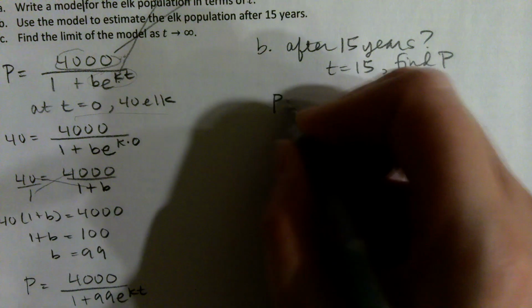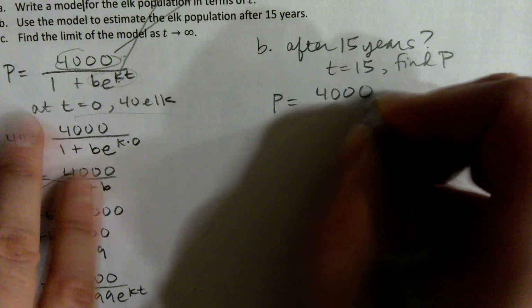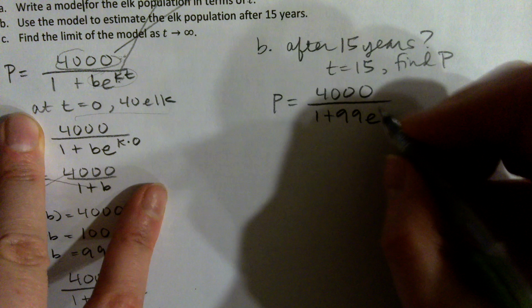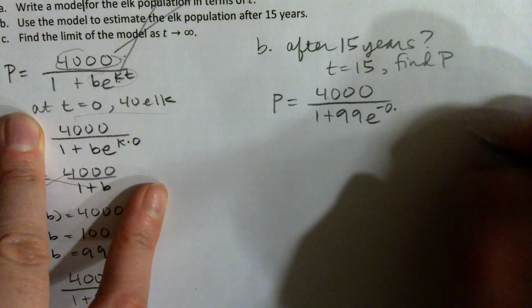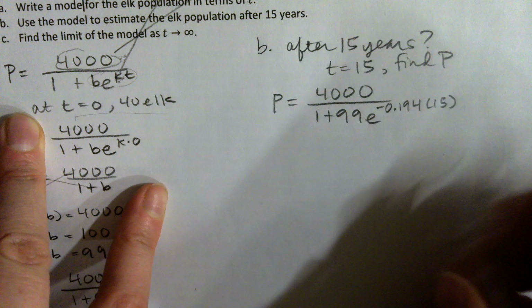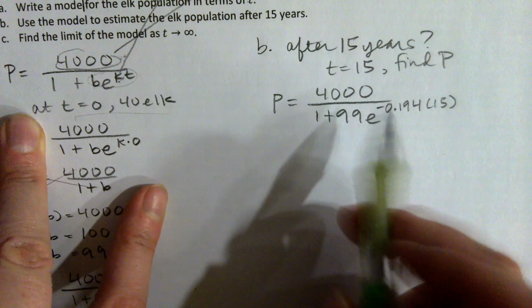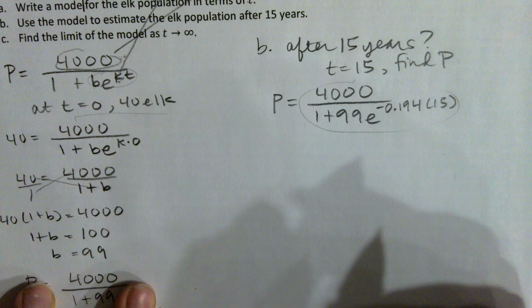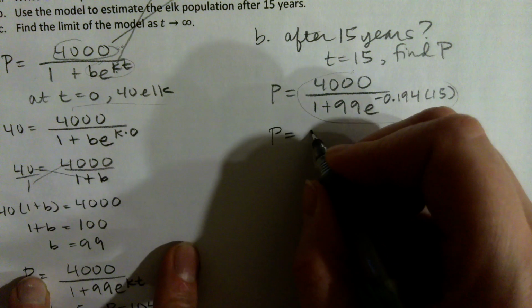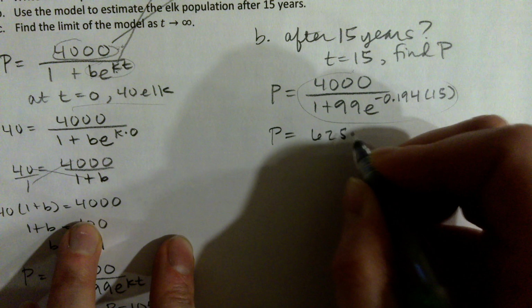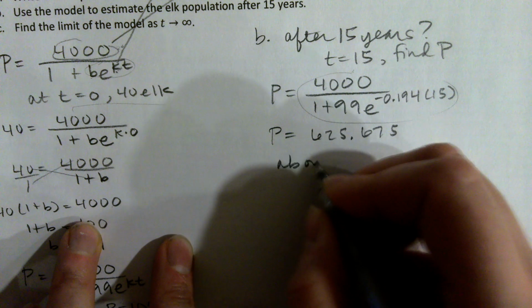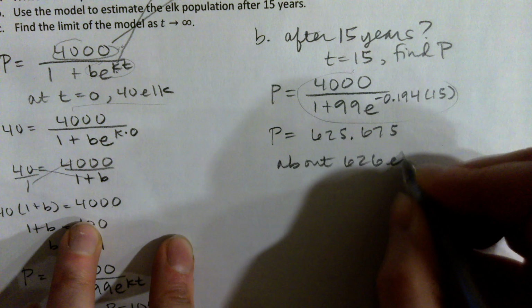So I'm using my model. And I have 1 plus 99 e to the negative 0.194, I can't even remember what decimal I had, and now we're doing times 15. And really, I'm just plugging all of this in, right? I'm not solving anything. I'm just trying to put this in my calculator. And I got 625.675. And so I said about 626 elk.